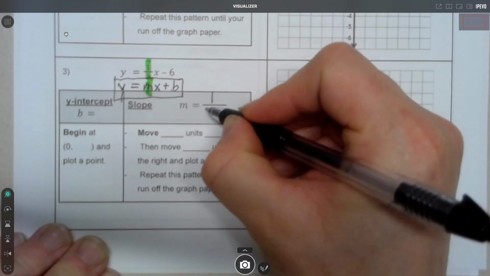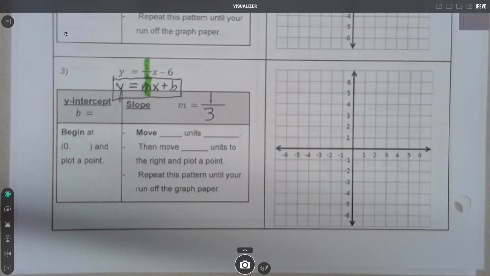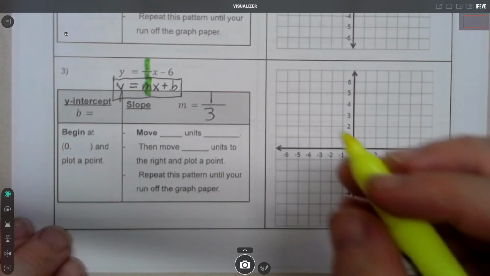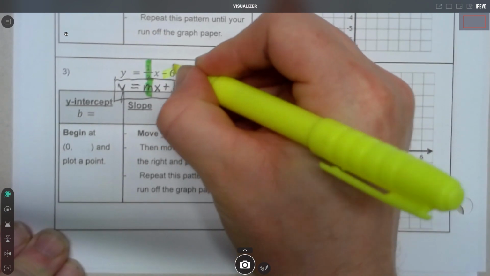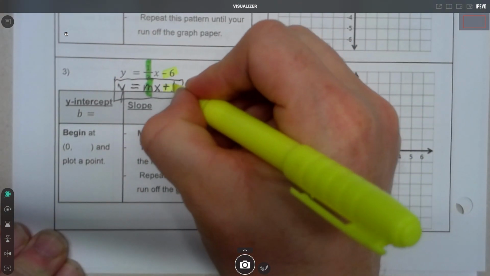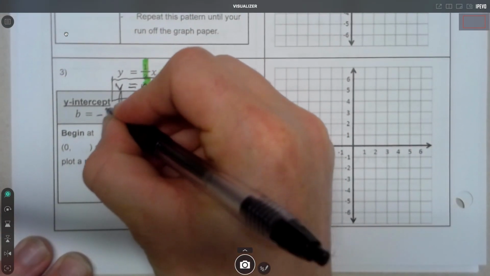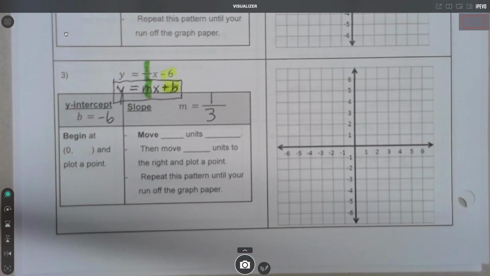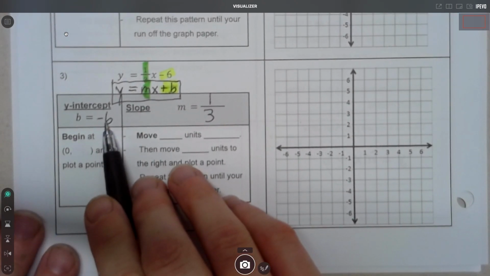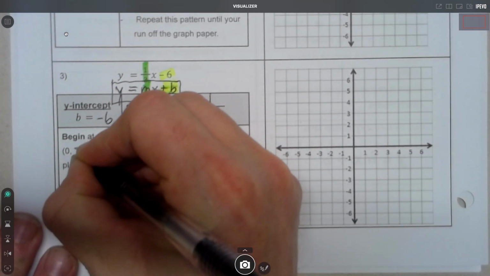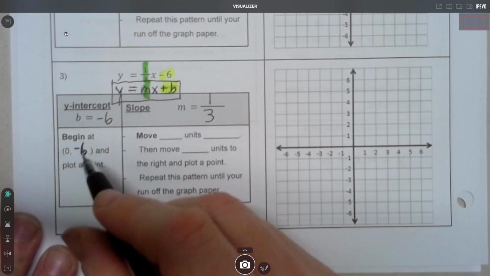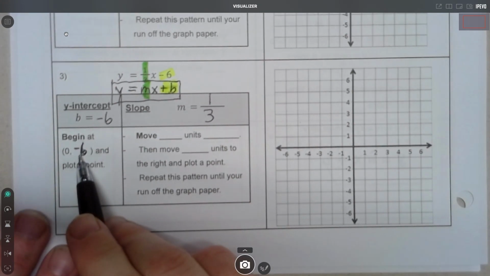The y-intercept of this line is a number that does not have an x attached to it, so the y-intercept is the constant negative 6. And that's our b, or beginning. Okay. Now, we're going to begin at the y-intercept of negative 6. That means the coordinate is (0, negative 6).